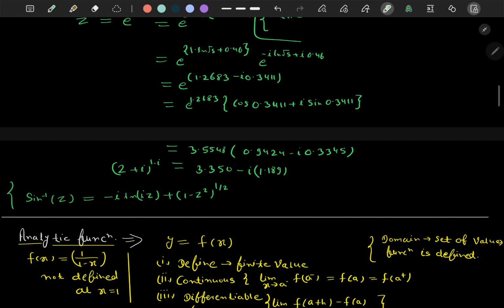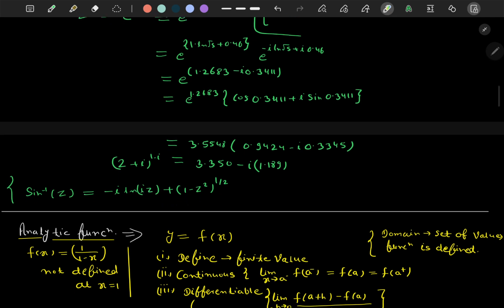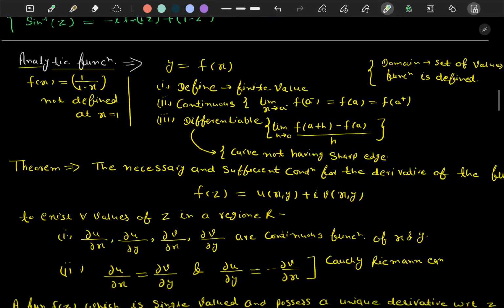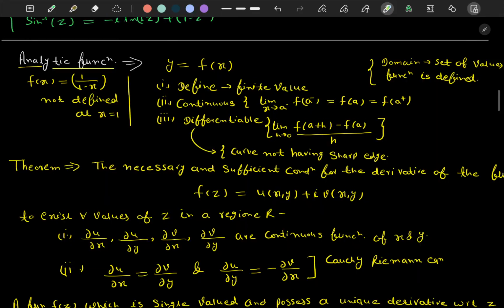Similarly, if you have to find sin inverse z, what will be sin inverse z? Minus iota ln of iota z plus square root of 1 minus z square. It is inverse trigonometric functions. You must have studied it in your BSc also.